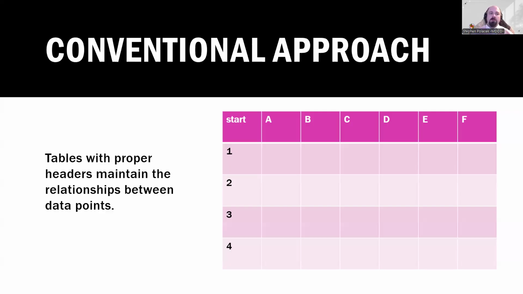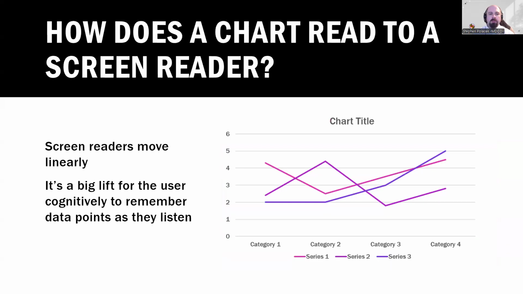So ultimately, I guess the main message here is that tables are really our best approach for handling data accessibly because it at least has some of the functions and tools that we can make use of. But realize that it has limitations too, and you probably should add additional information to it. Now, charts are a much bigger challenge because how does that read to a screen reader?